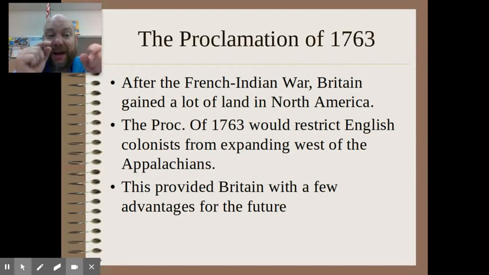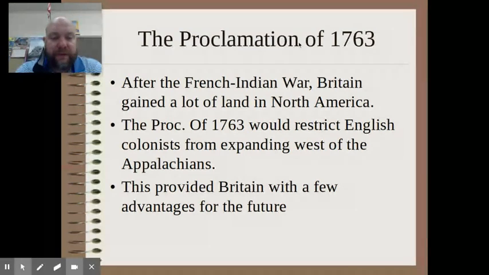And we fought a war. We got it. And they're like, now you can't go there. And so the colonists are like, whoa, you told us that we have to have this land. Yeah, we do. Well, now we have this land. Yeah, we do. Well, now I can go there. No, you can't.